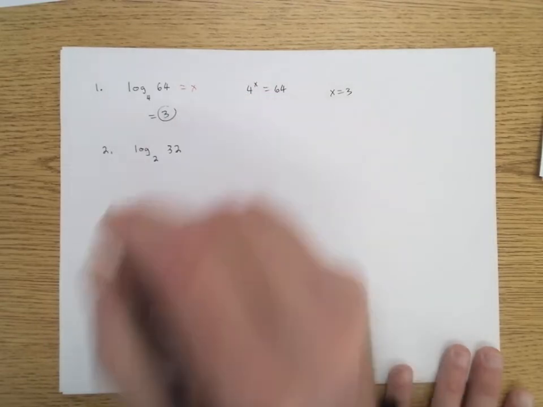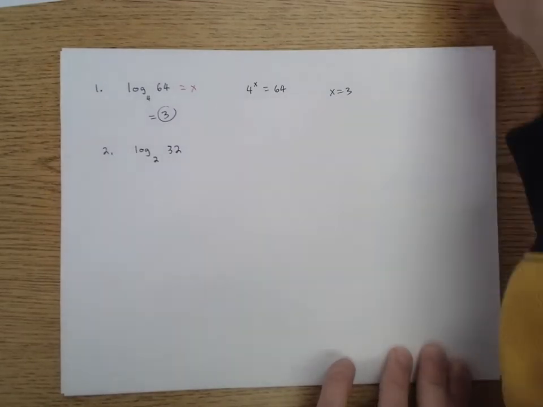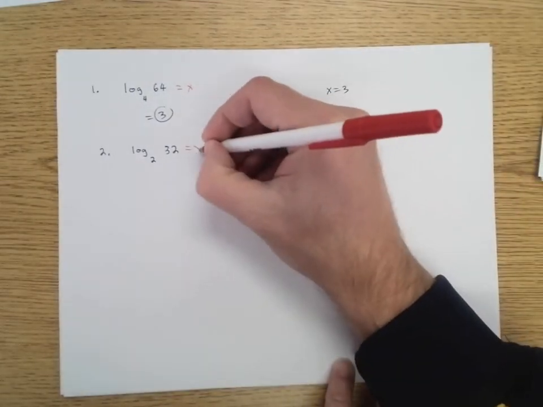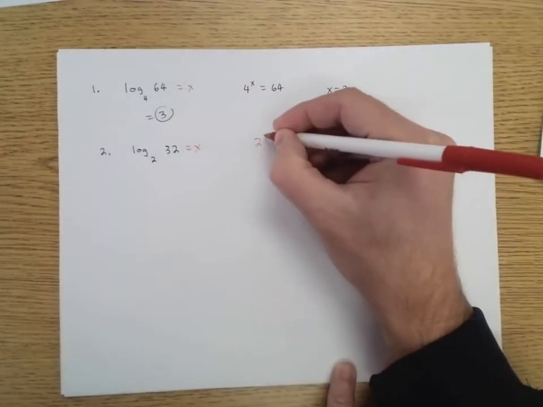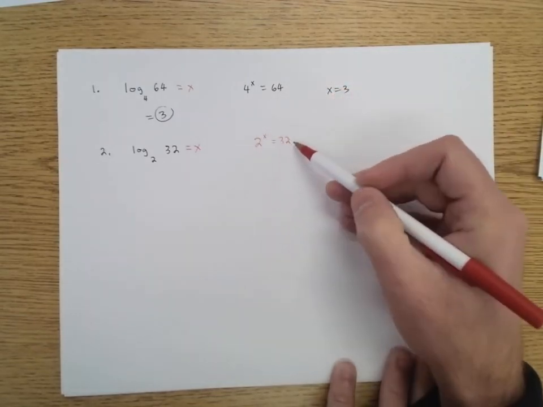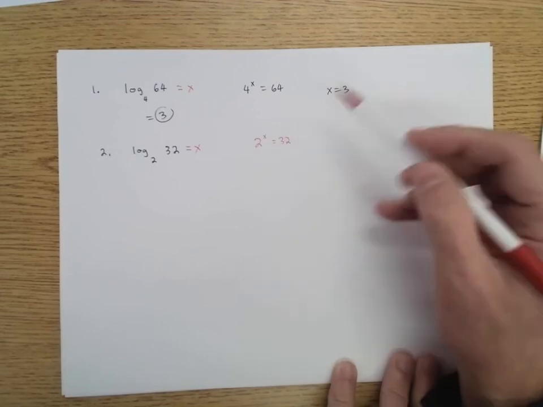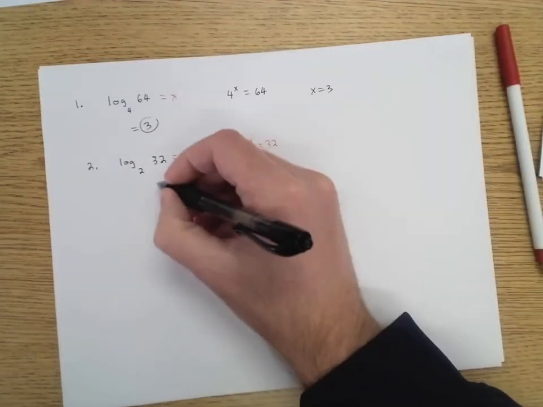Let's try this one. Go ahead and figure this one out if you could. Log base 2 of 32. Alright, so if I set it equal to x, then it's 2 to the power of x equals 32. And so 2 to what power equals 32? Well, 2 squared is 4, 2 cubed is 8, 2 to the power of 4 is 16, 2 to the power of 5 is 32. So the answer here is 5.